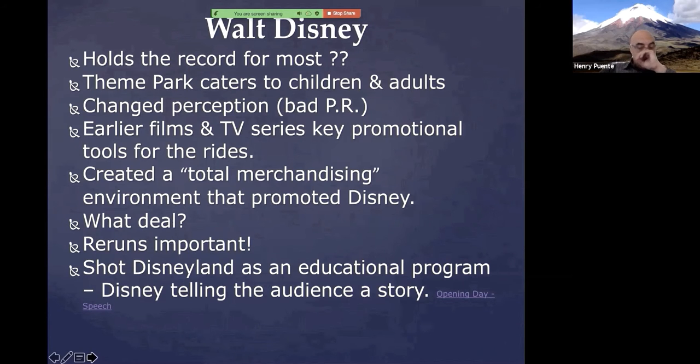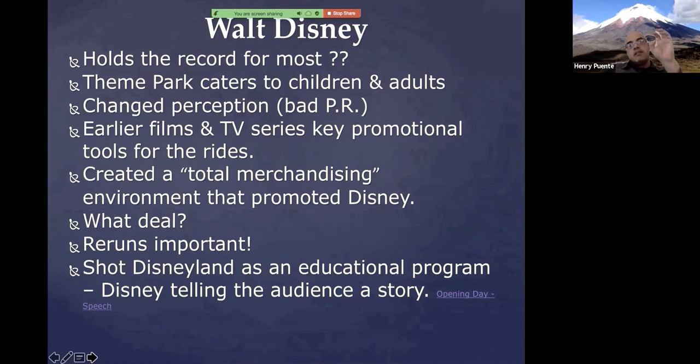Okay, Walt Disney. Walt Disney obviously is one of the trendsetters, especially when it comes to talking about theme parks specifically. People we talked about before opened up amusement parks, and so really Walt Disney is the trendsetter, or the person who really starts the idea of a theme park. And he holds the record for most Academy Awards, believe it or not. So the theme park that Disney built was something that sort of anybody in the family could enjoy.